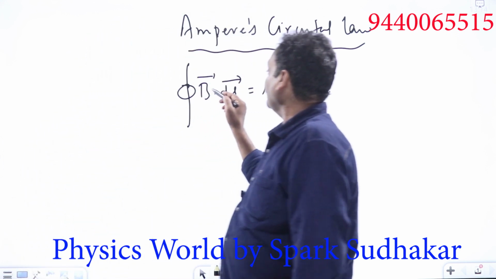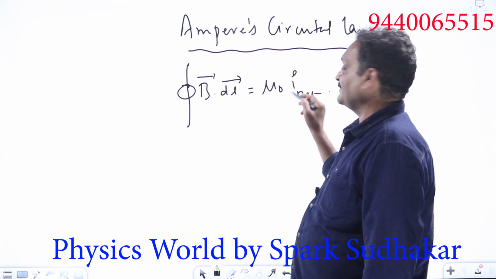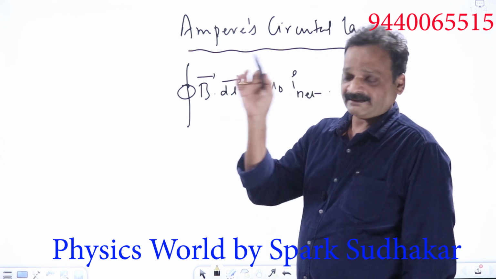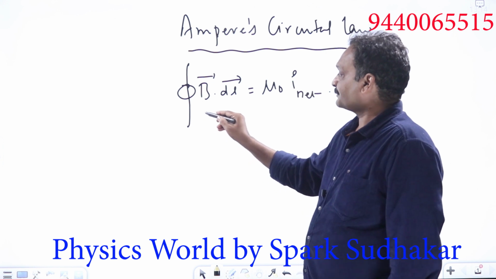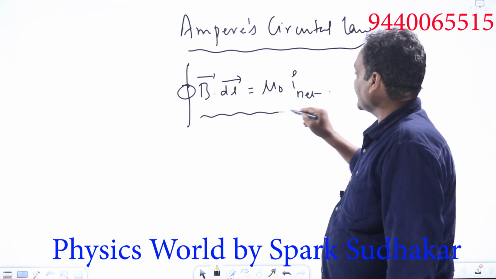Circular integral of B bar dot dl bar is equal to mu naught times the net current I enclosed by any path. Okay, right now this is Ampere Circular Law.